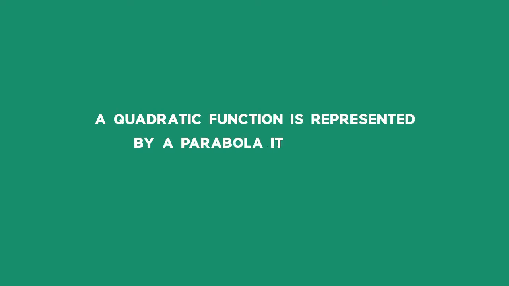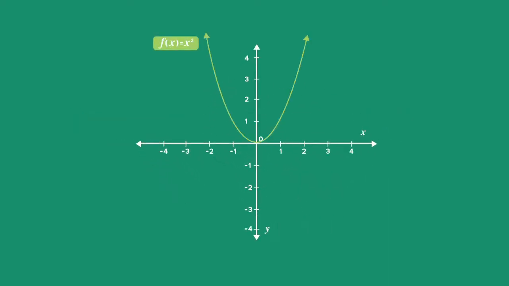Quadratic function and its inverse. A quadratic function is represented by a parabola. It is a many-to-one function. This is the graph for y equals x squared. We can reflect this graph about the line y equals x to find its inverse.